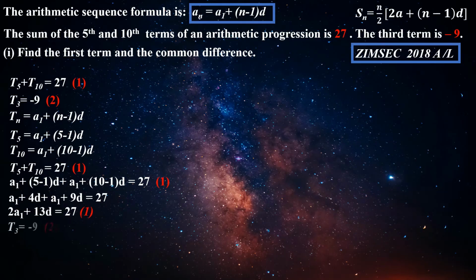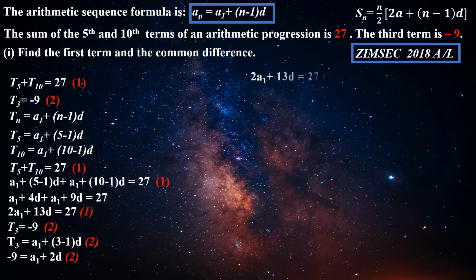Okay, T3 is -9. Do we have the formula for calculating T3? Yes, we have. T3 is going to be equal to a1 plus 3 minus 1 times d. That is the formula that we have. And for T3 we're going to put -9 equals a1 plus 2d. So as you can see, we have our equations right there. We have equation 1 and equation 2.